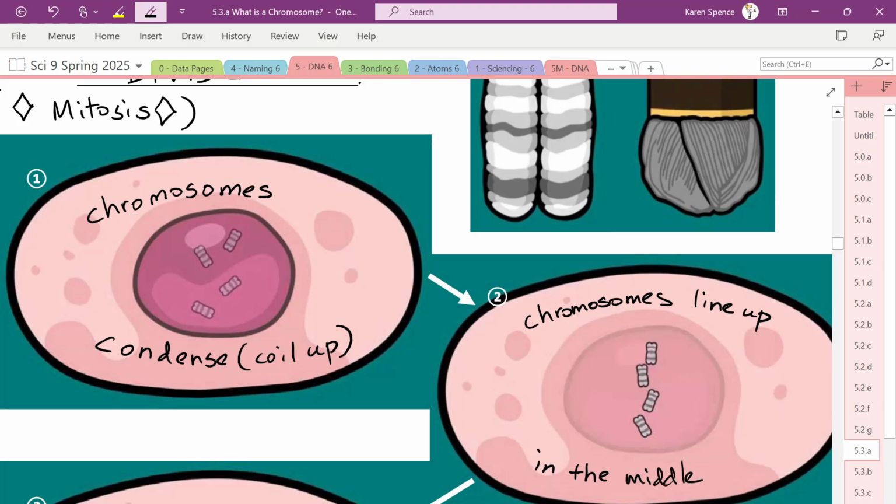Would it make sense for a chromosome to line up in the middle first and then condense? No, it has to be organized first and then they can line up, okay?